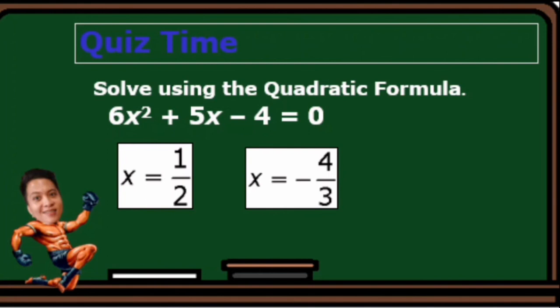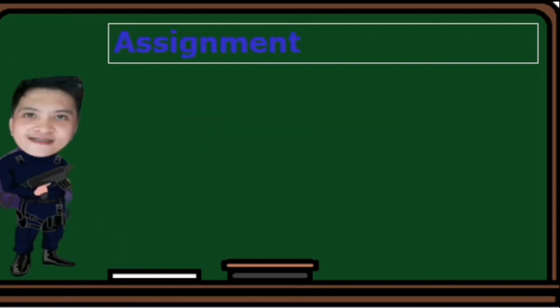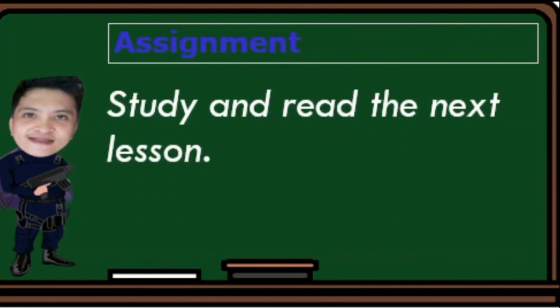If your answer is x is equal to 1/2 and x is equal to negative 4/3, then you are correct. Now, for your assignment, study and read the next lesson.